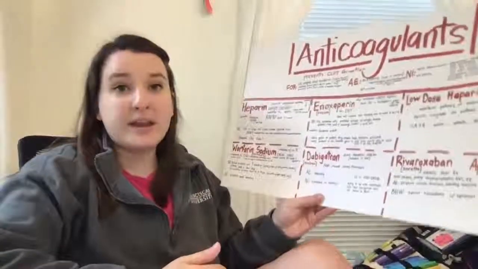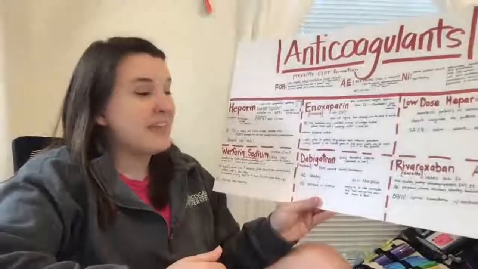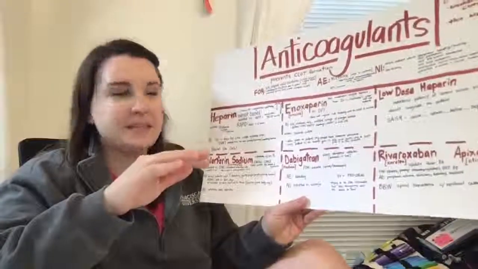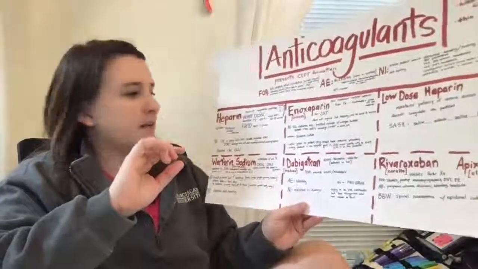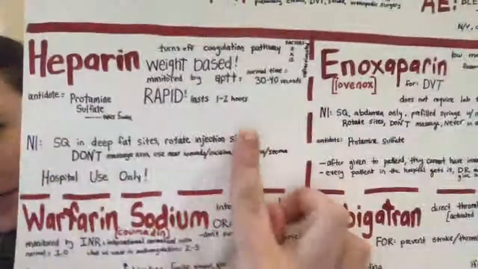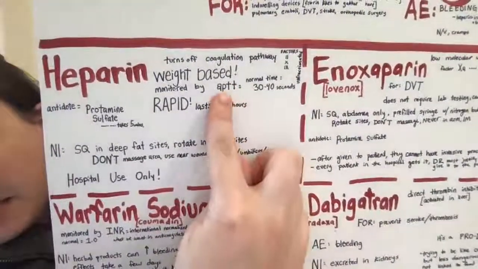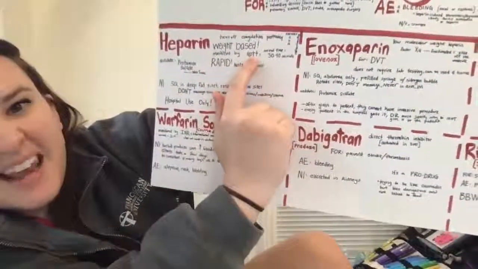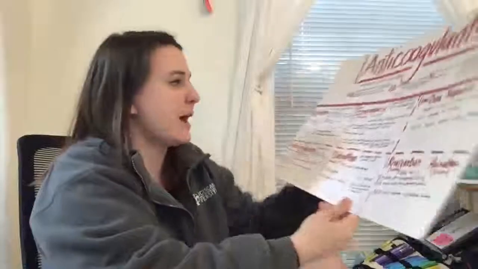Heparin is weight-based, and it's monitored by the APTT. The normal APTT is 30 to 40 seconds. A way that you can remember that the APTT is for heparin is by looking at APTT and knowing that the 2 little t's kind of make an H. So you can remember that that's for heparin.